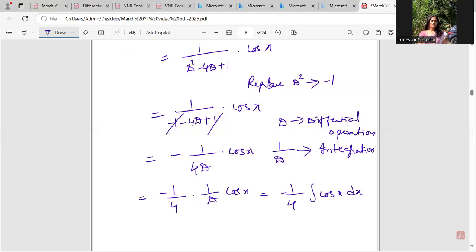What's the integral of cos x dx? As you all know, it is sin x. So minus 1 by 4 sin x would be my yp. That's how I'll find it.